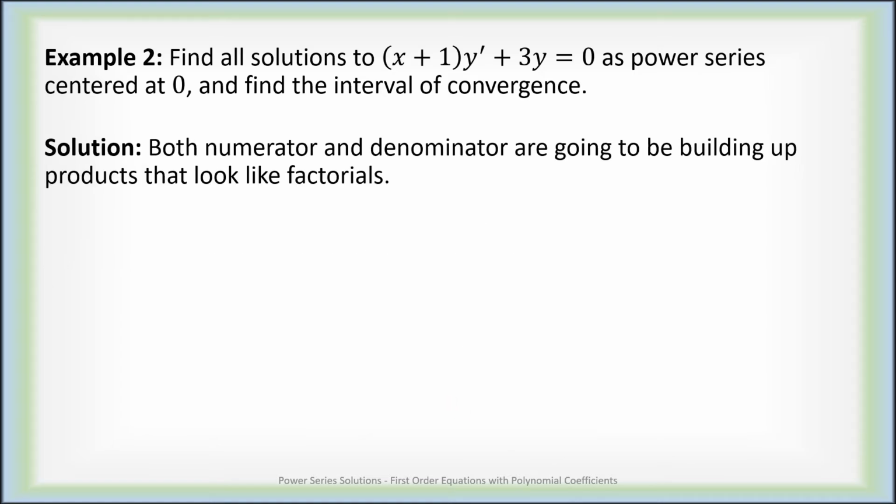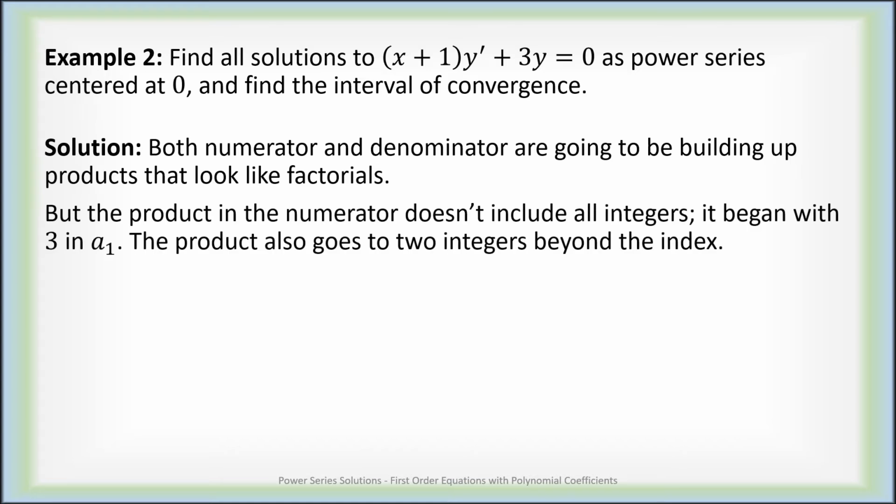So the numerator and denominator seem to be building up products that kind of look like factorials. But the product in the numerator didn't include all the integers counting down. It was 3, then 4 times 3, then 5 times 4 times 3. So the product doesn't include the 2 or the 1, but it also didn't just stop at the index i, it actually went to larger. For index 1, it stopped at 3. For index 2, it was 3 times 4. For index 3, it was 3 times 4 times 5.